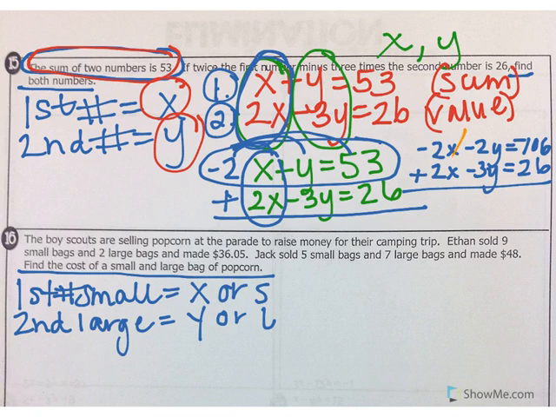Okay, I can cancel out the x's, and then I add the other numbers. I get negative 5y equals, so this is going to be negative 80, and then when you divide by negative 5, you get y equals 16.